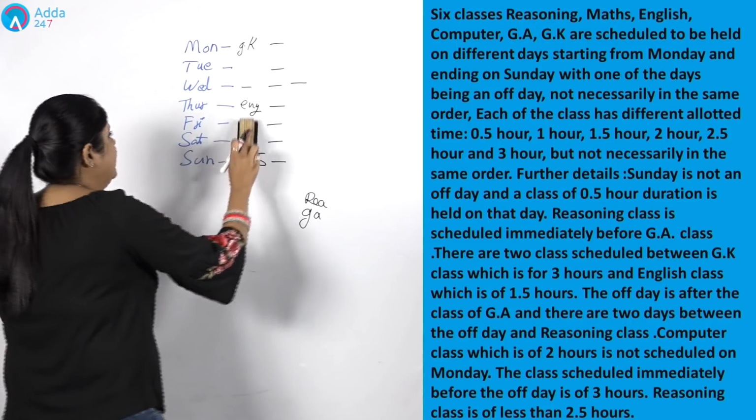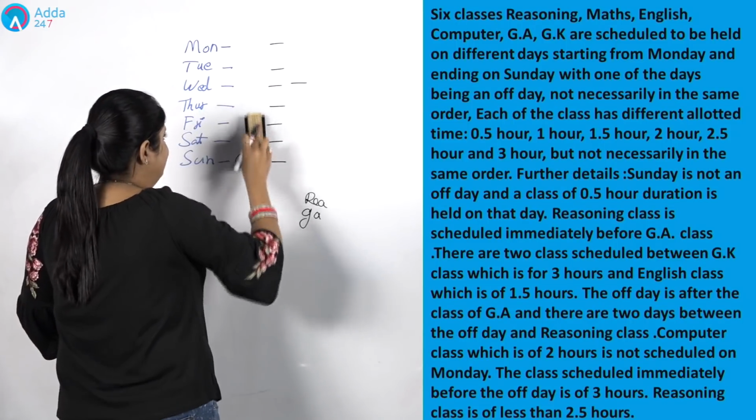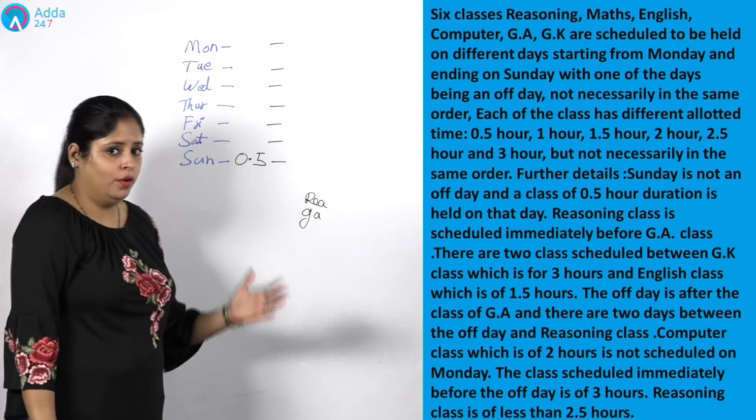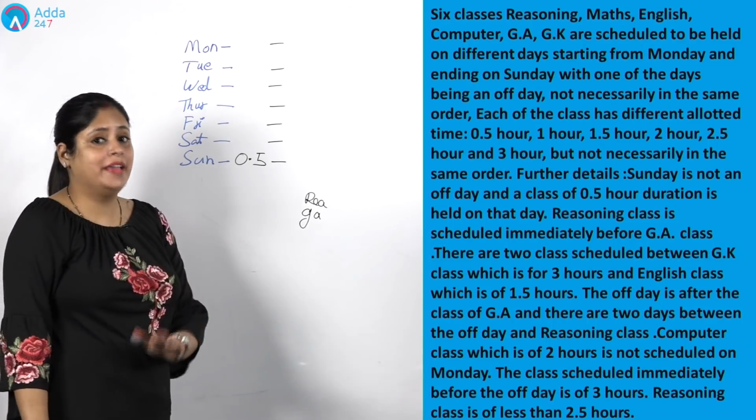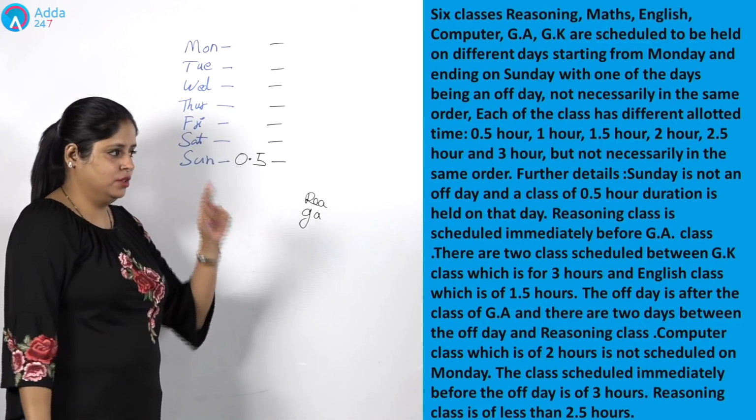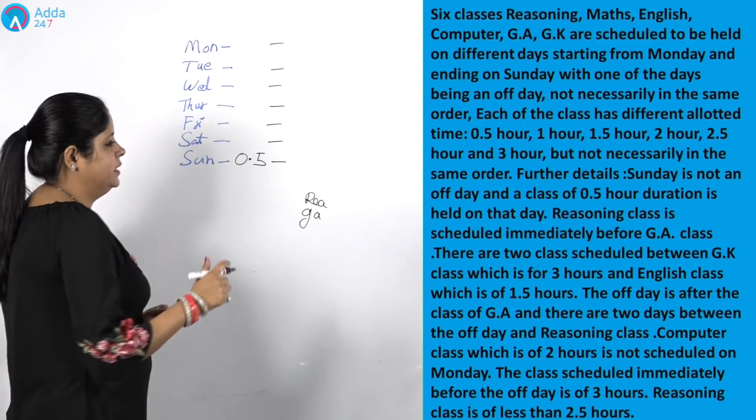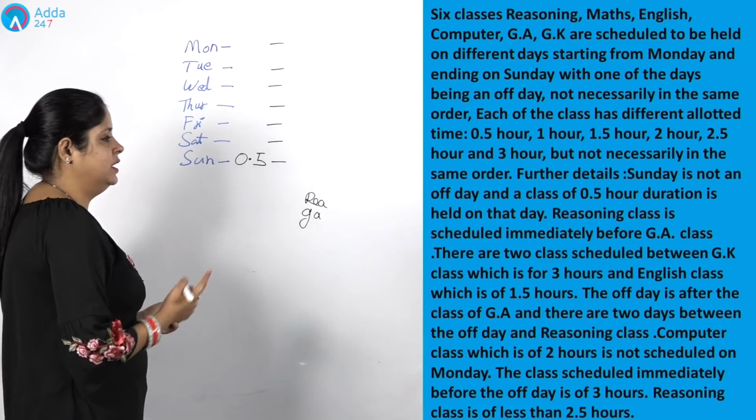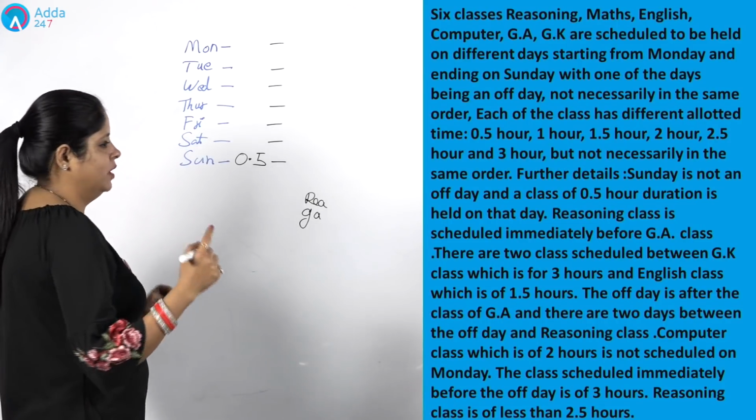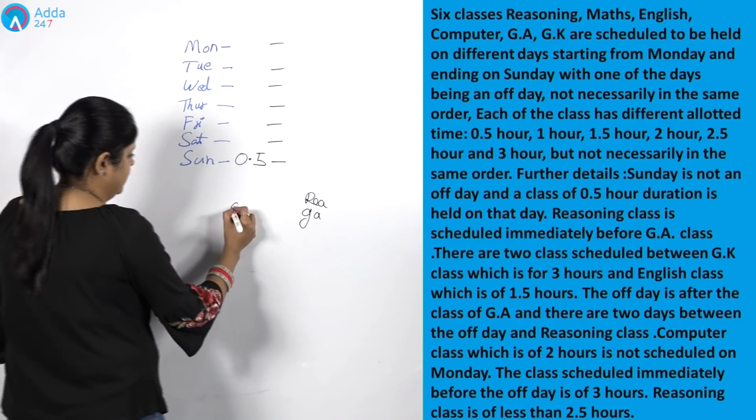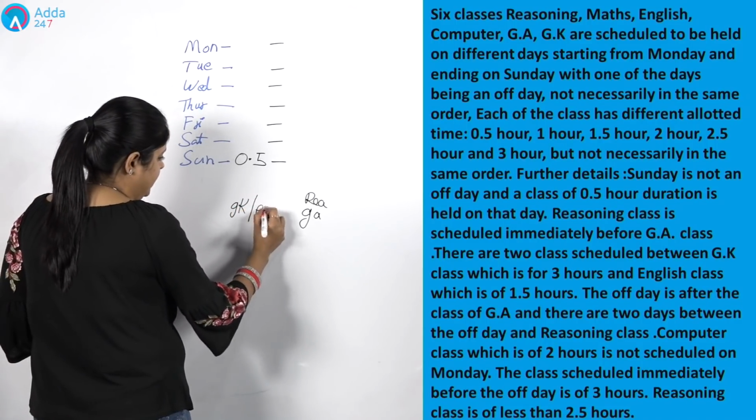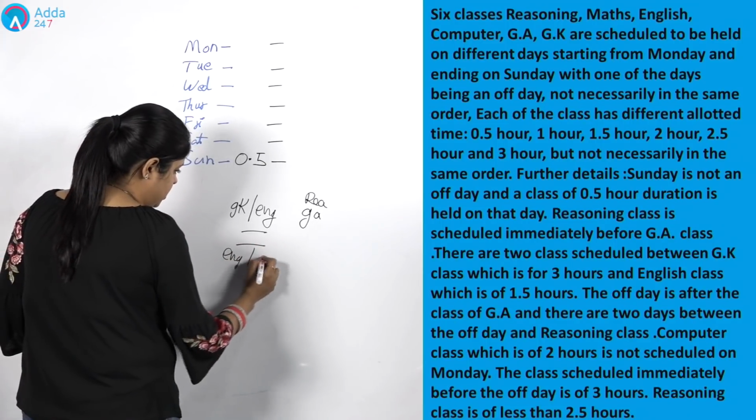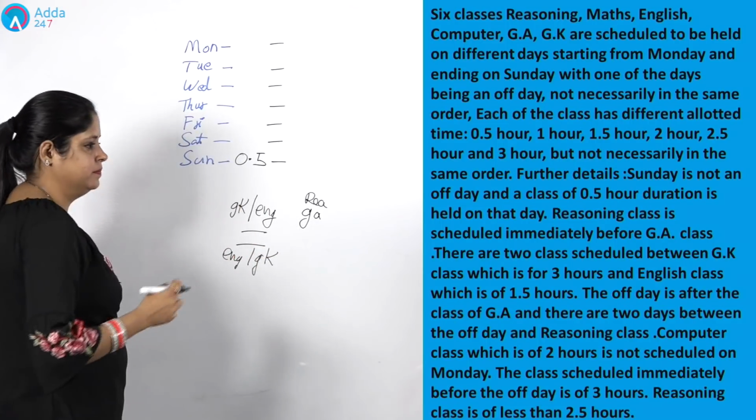Okay, that's why I said just check that word very carefully, whether they are talking about a gap of class or a gap of day. But yes, they are talking about the class. There are 2 classes scheduled between the GK class, which is of 3 hours, and the English class, which is of 1.5 hours. Okay. Between GK and English, a gap of 2, and again between English and GK.